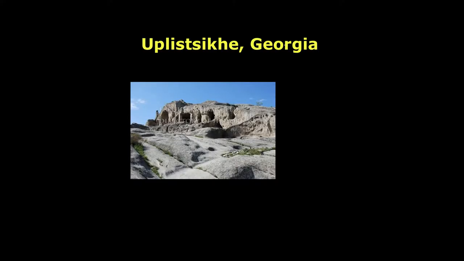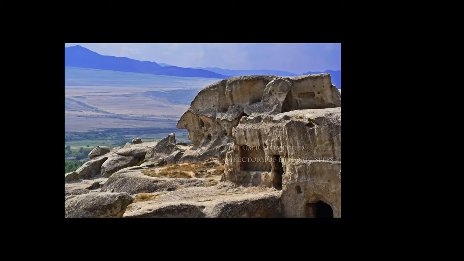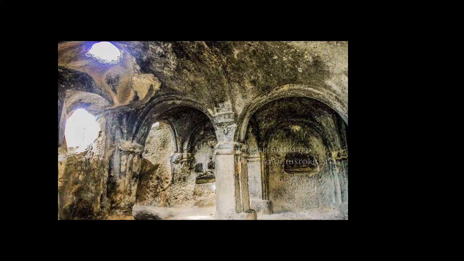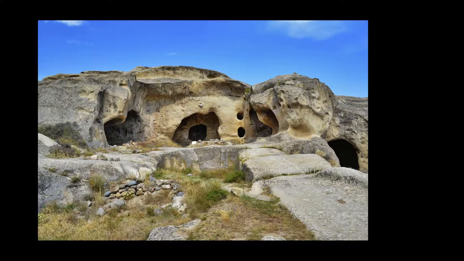These are from Uplistsikhe, Georgia. See a groove here. And also these rock cut dwellings or whatever that is. This goofy, kind of melty look to it. A lot of holes and grooves and that stuff. Another set of possible fake tool marks all around it. I wonder if anyone ever really lived here, or at least not the original people who built it. And then here you see a faint track mark along the side.